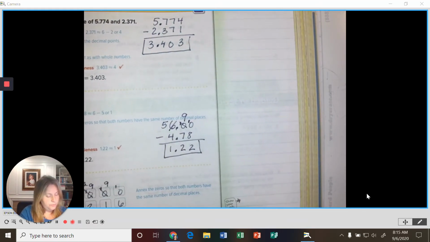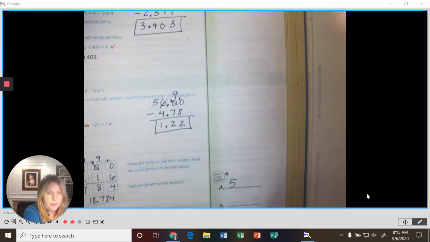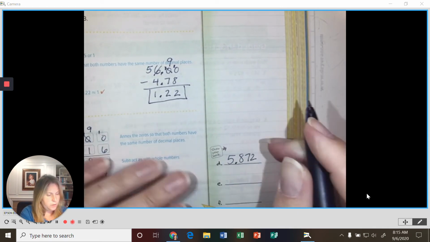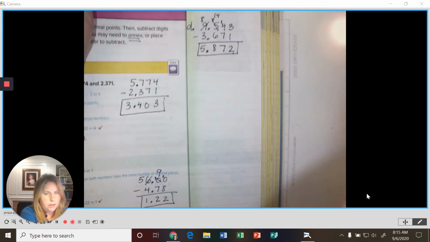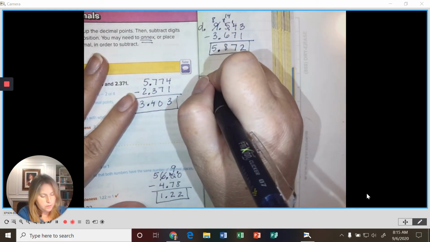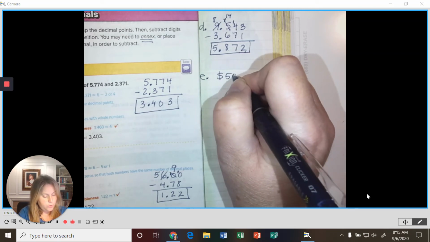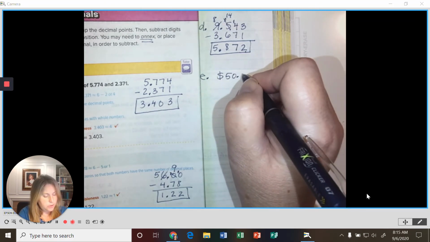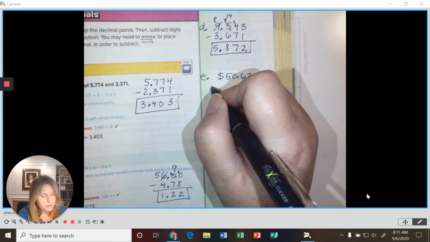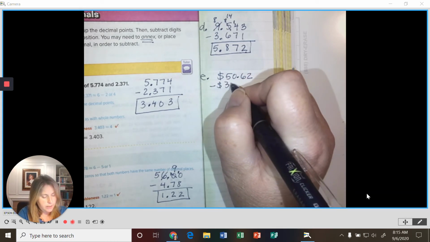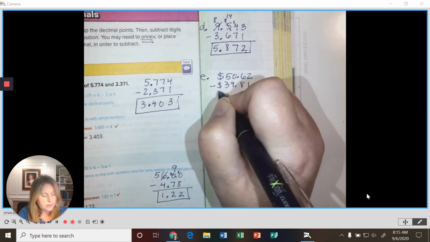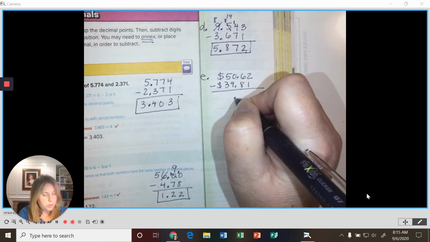I'm going to go ahead and write that down here. 5.872. And then I'll do E up here. We have $50.62 minus $39.81. Line up our decimals.